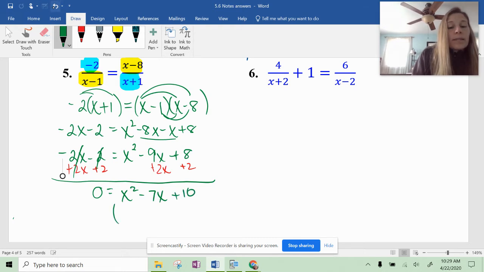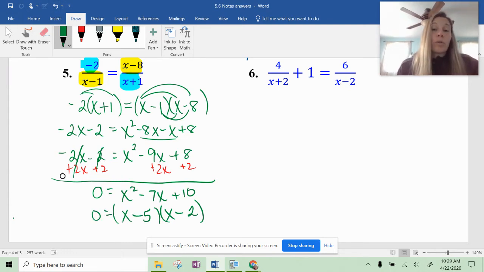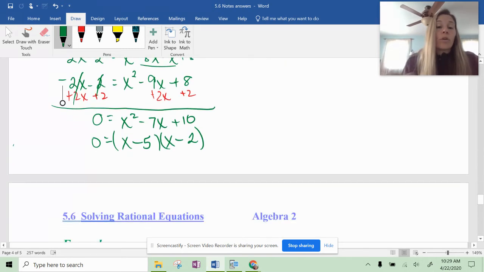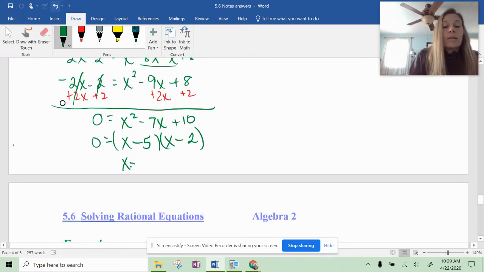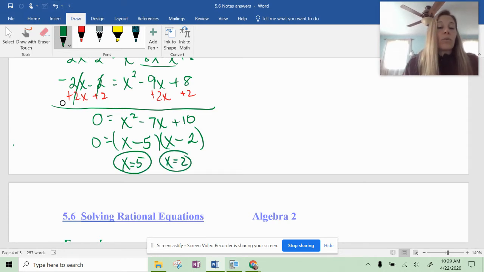So this would be a simple factoring problem. What numbers will multiply to get 10 and add up to 7? 5 and 2. And since it's a negative 7, they will both be negative. So then when we go to find our solutions for x and we use the zero product property, we would get x equals 5 and x equals 2. And those are the two solutions that we're going to now want to check to see if they are extraneous or not.